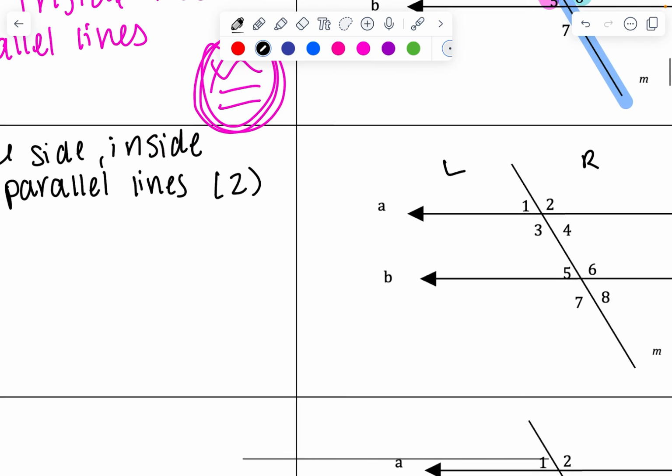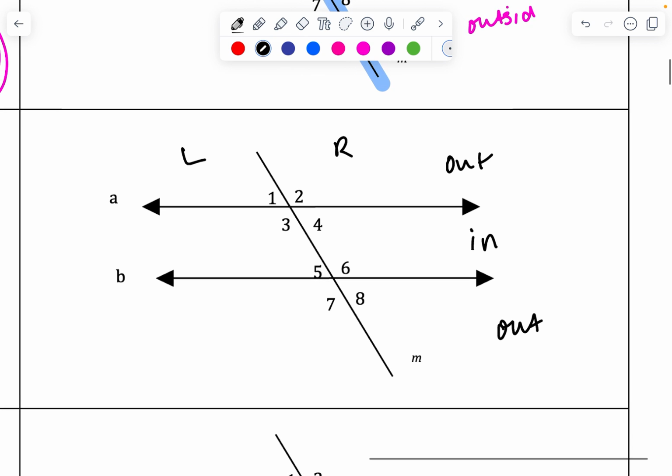So if we're talking about interior angles for this one, we're talking about this group in the middle, okay? And now the consecutive or the same side part of that group. So the same side would be 4 and 6. Those are both on the right side, but inside the parallel lines. Same thing with 3 and 5. Those are both on the left side and inside the parallel lines.